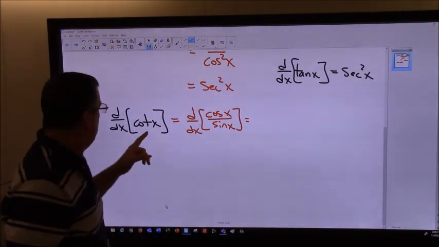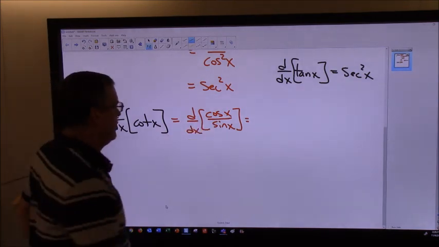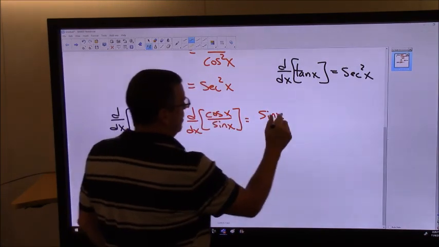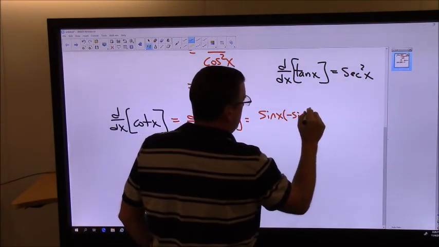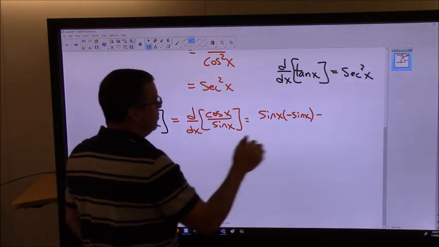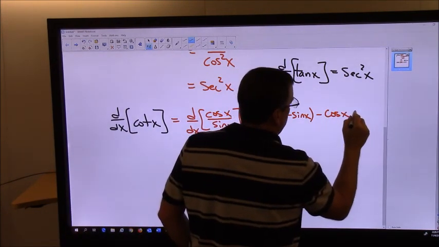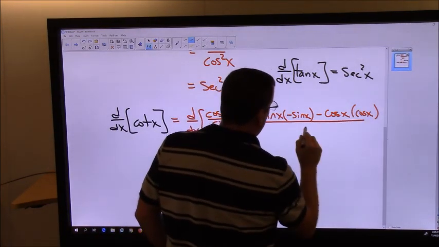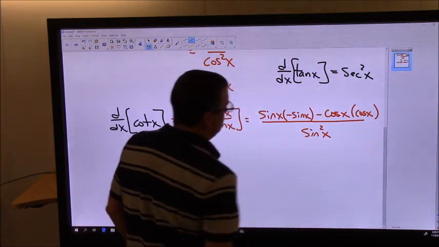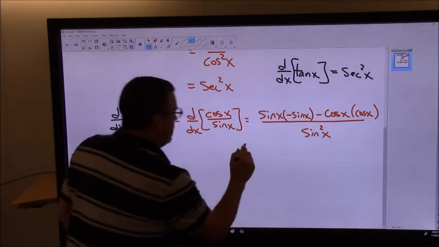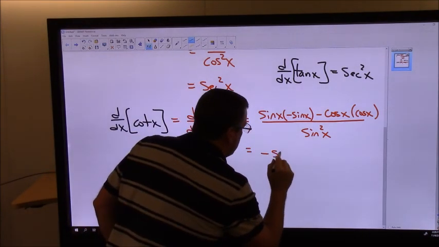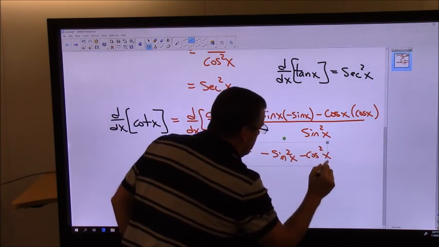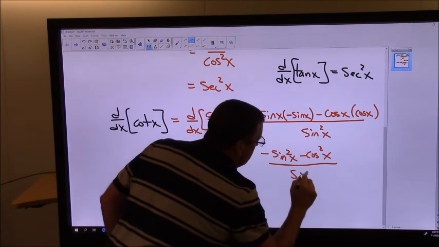Now maybe we need to work through this. All right, so let's see. Quotient rule again. So low d high, derivative of the high part, less high d low, all over low squared will go. So let's see, I'm going to get a negative sine squared of x minus cosine squared of x all over a sine squared of x.